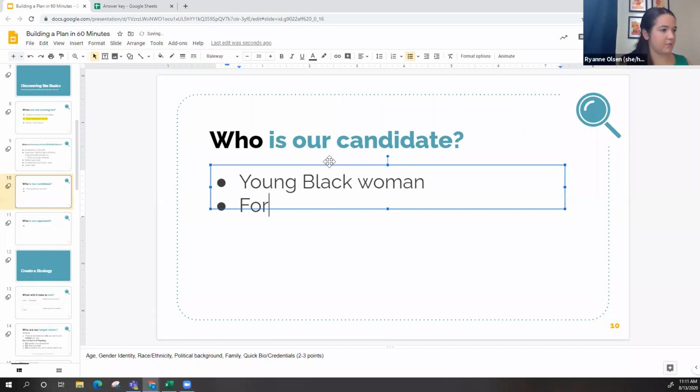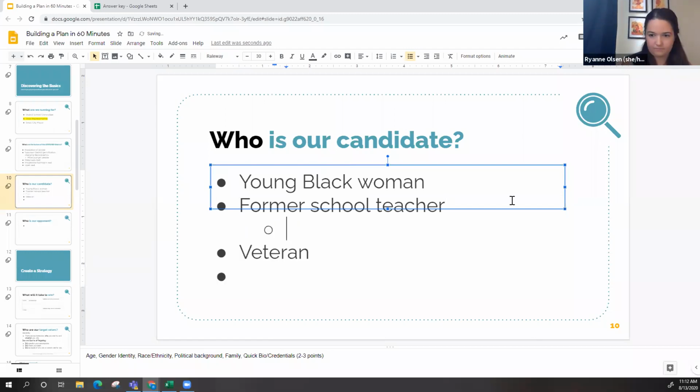who's a former school teacher. Love that. What else? How long has she been in the district for? Does she have a family? Yeah, she can totally be a veteran. Organizing background. Let's say she organized with her school. Let's say she was involved with the union in her school. Okay, yeah.